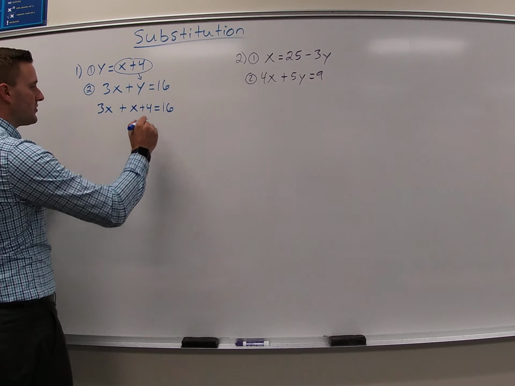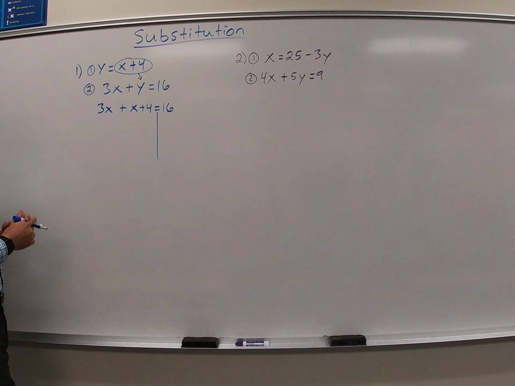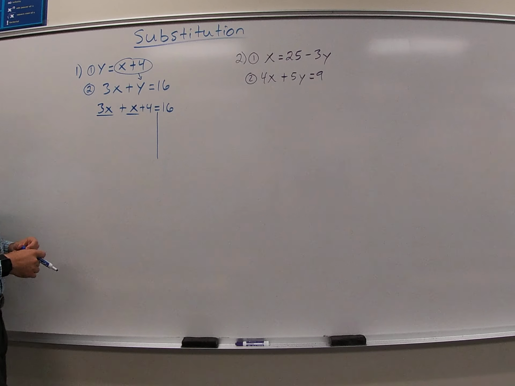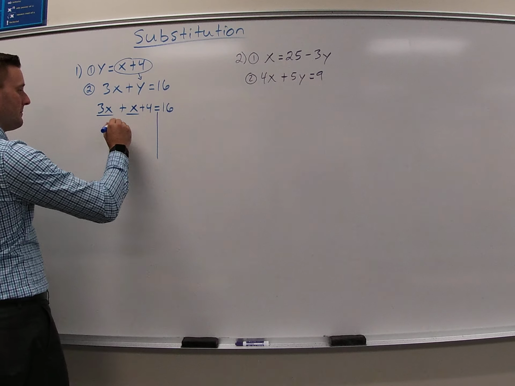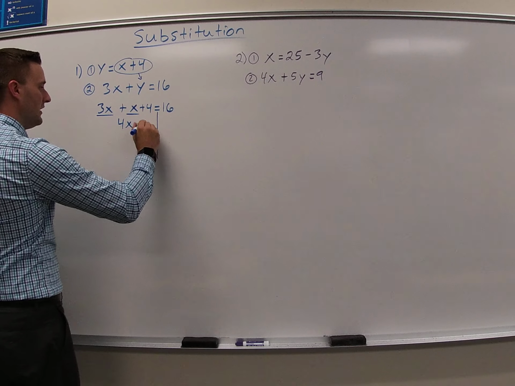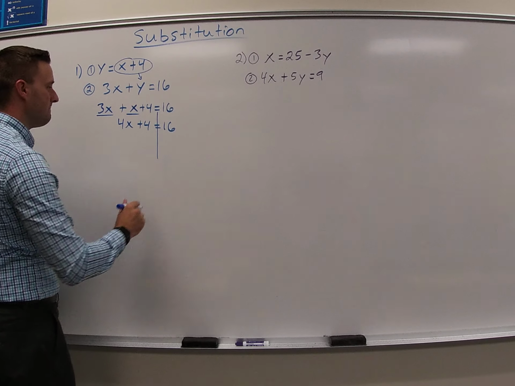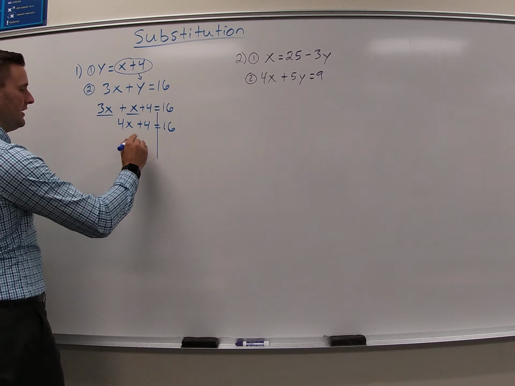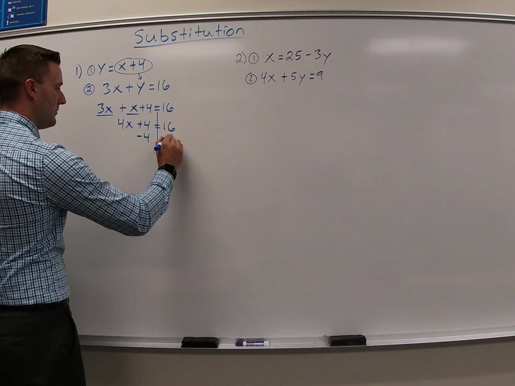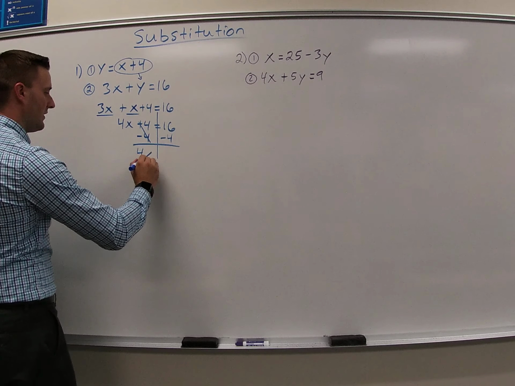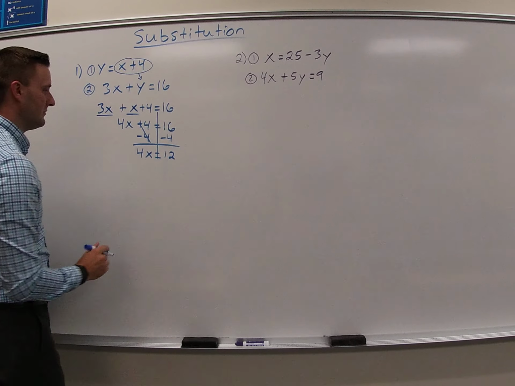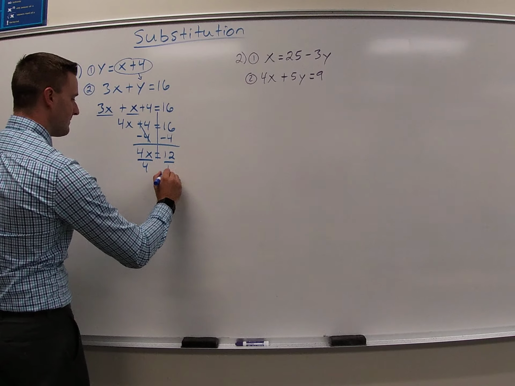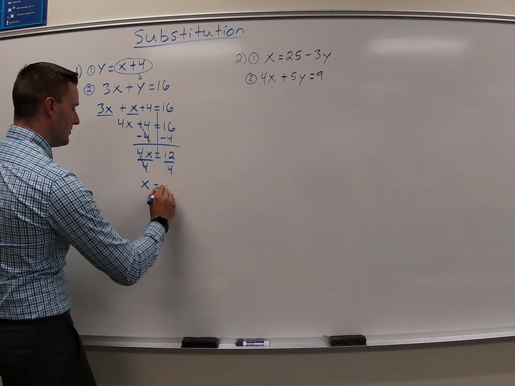Now, when I want to solve, I want to figure out what x equals. Well, I have to look first for like terms, and I do. I have a 3x plus a 1x. 3x plus 1x is 4x. So I'm going to write 4x plus 4 equals 16. Now, to solve for this, I'm going to just go through my standard process of solving. So I'm going to undo adding 4 by subtracting 4 on both sides. I'm left with 4x equals 12. Finally, to get x by itself, divide both sides by 4. And I'm left with x equals 3.